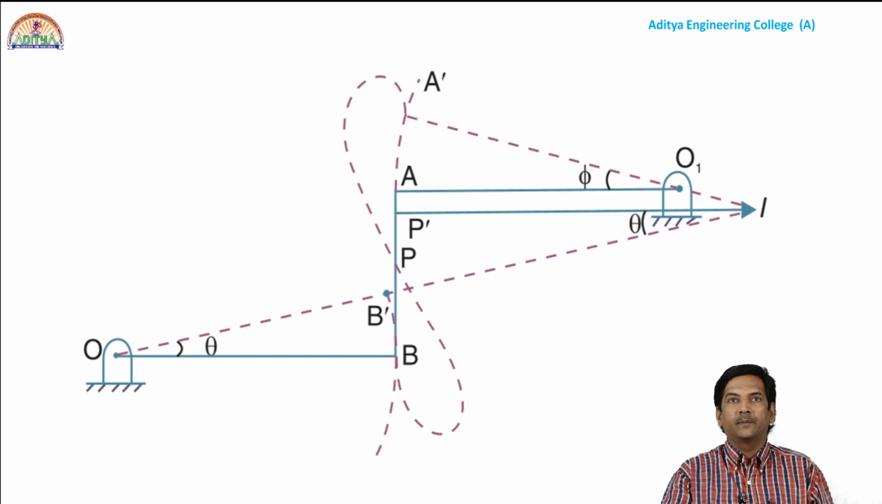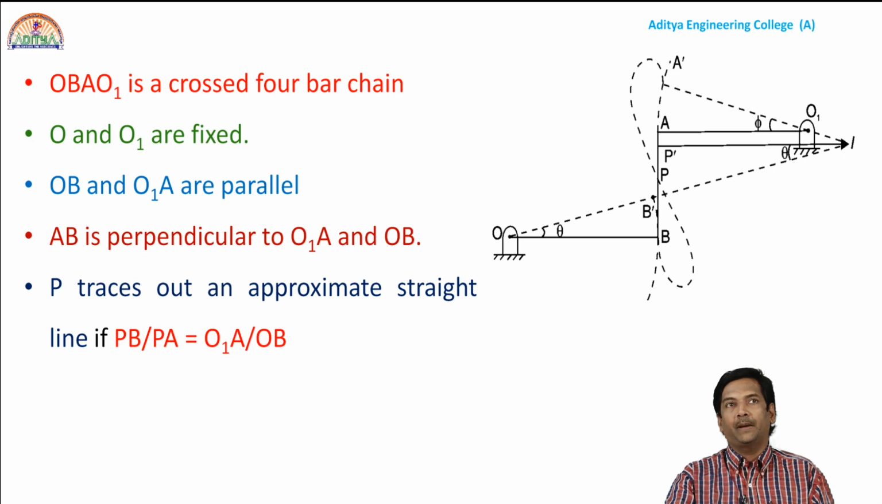So, this is the linkage we have. O is a fixed point and O1 is also a fixed point. This is a 4 link mechanism: O1 is the fixed link, OB is one link, BA is another link, and O1A is another link. OB and O1A are parallel to each other, and O-B-A-O1 is a crossed 4 bar chain. As OB and O1A are parallel, the line AB will be perpendicular to OB and O1A.